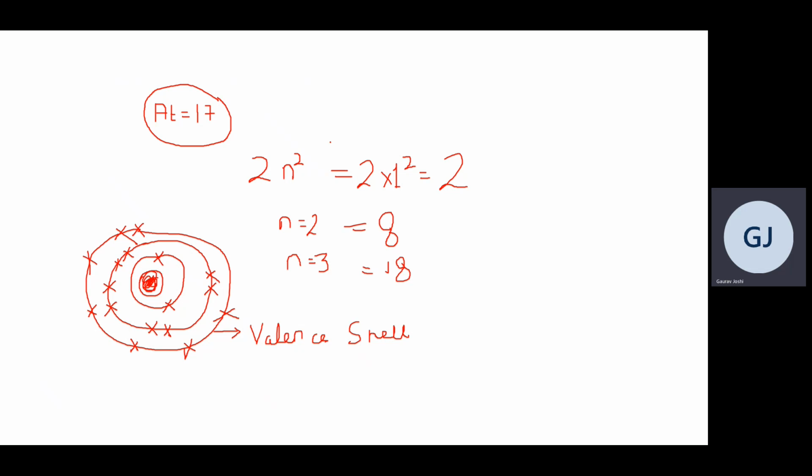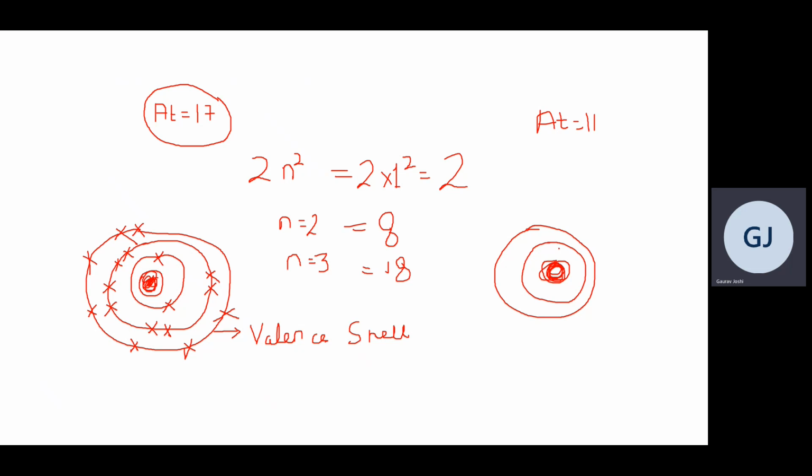Now let's take another example where the atomic number is 11. How do we have to fill the electrons now? Again we'll draw a nucleus, simple, then the first shell, then the second shell.